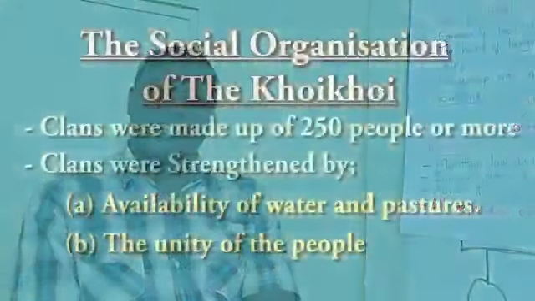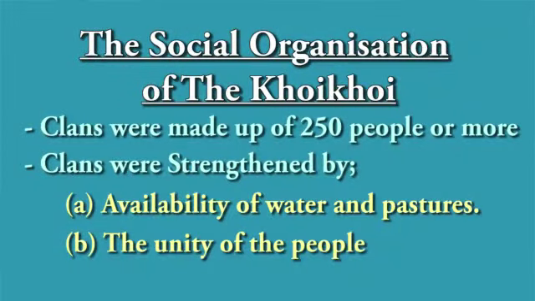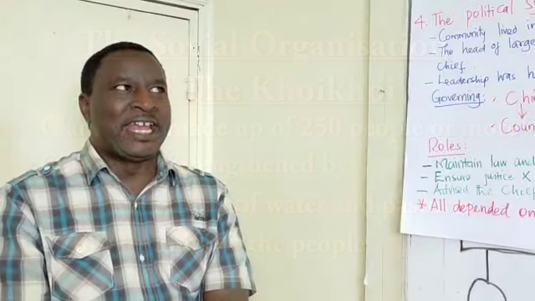What about socially? Like I have said, the social organization of the Khoikhoi was through clans, and the smallest clan had a minimum of about 250 people, but there were other bigger ones which could even accommodate about 2,000 people. Where did these clans draw their strength from? The strength of the clan depended on, 1, presence of water, 2, pastures, and the unity of the people as had been brought about by their clan head.